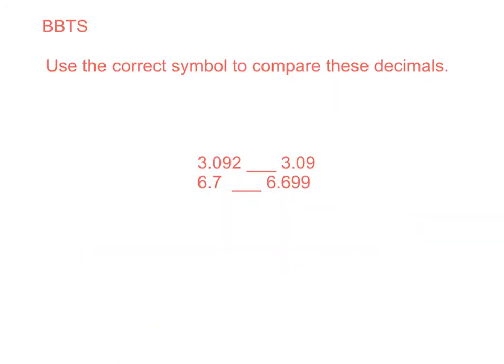Your final problem, your bring back to school problem, you need to use the correct symbol to correctly compare these decimals, and I've given you 2. You do need to do both of them. The first one, you've got 3.092, then your little line, and then 3.09. Then 6.7, your little line, 6.699. Make sure you stack those up, add in your zeros if necessary, and go ahead from there.